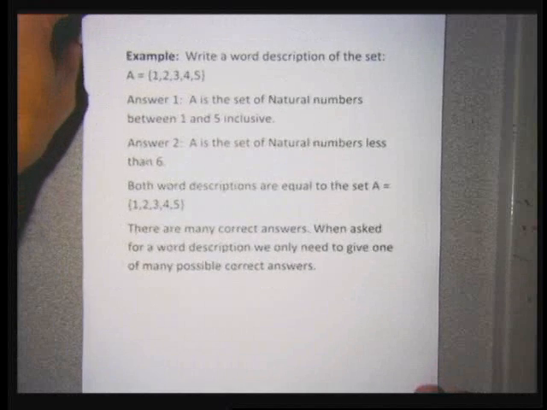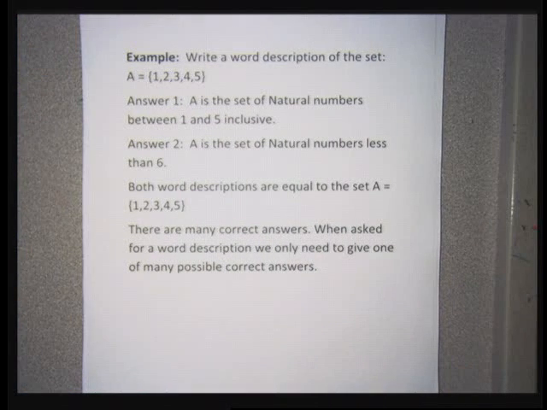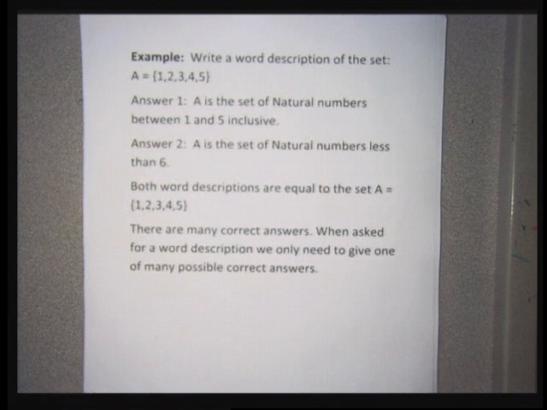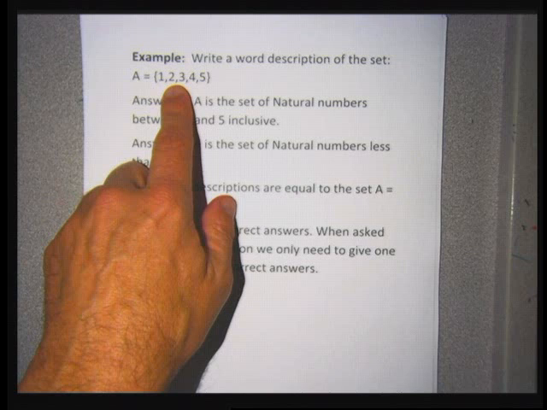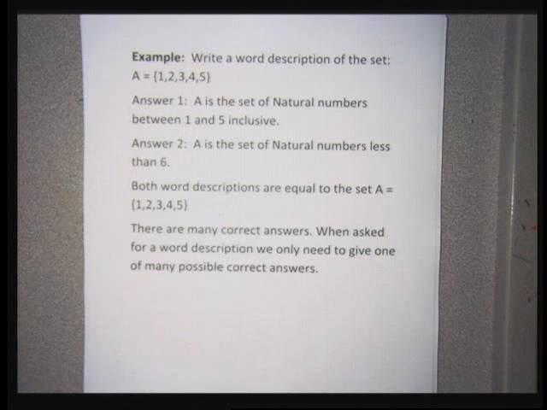All right. So, word description is just a sentence or a group of words that describe the elements of the set. So if I give you a set that has the numbers 1, 2, 3, 4, and 5 and ask you to write a word description, so that somebody that reads mathematics would understand what the elements of the set are, you have lots of flexibility.